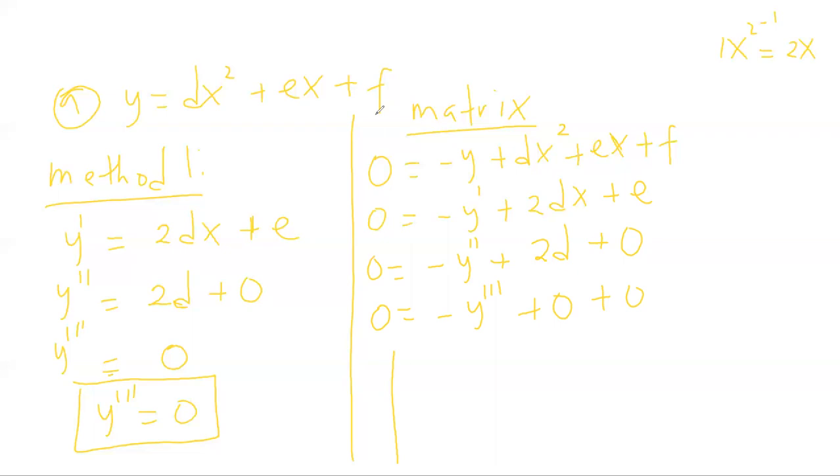So here I have y prime. I take only the coefficient 2, 1. The second, minus y double prime. I take the coefficient 2, 0. Minus y triple prime, 0, 0.